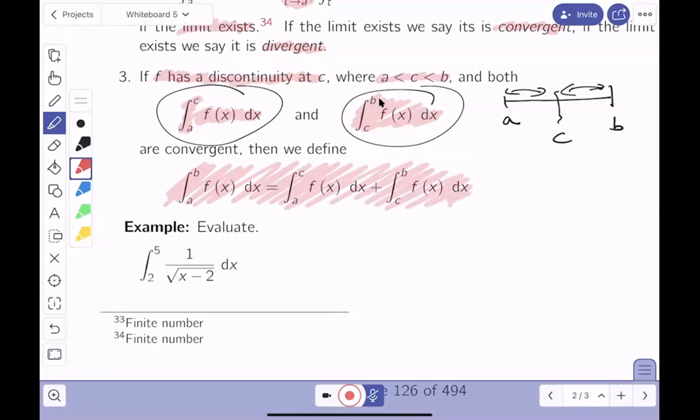Remember, C is our troublesome number. So what are we doing when we go from A to C? We have to do a limit. How do we approach C? And let me point this out to you.